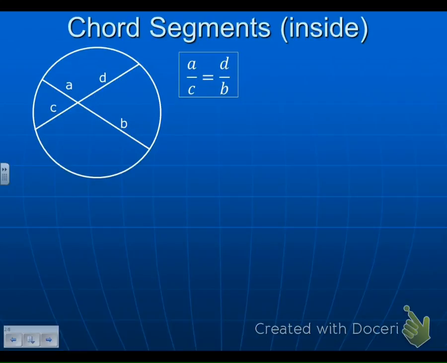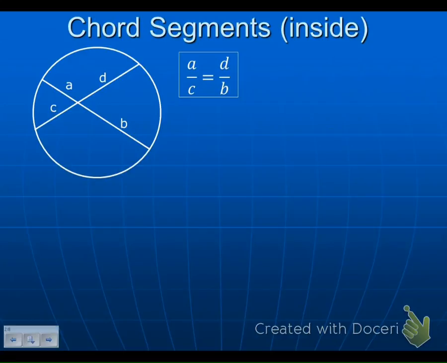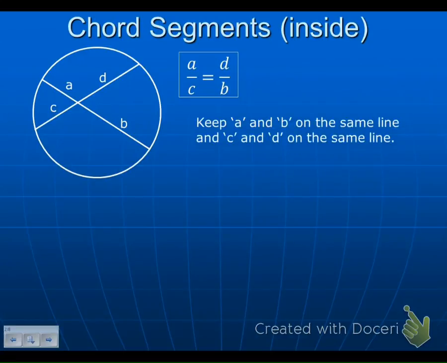The next point is this. Keep A and B on the same line and C and D on the same line. It's always got to be that way. So A to B and then C to D. A and C must start on the same side. So if A is on the left, C is on the left. If A is on the right, C is on the right. And so on and so forth. I hope you get the point. These are how you find lengths of inside segments.